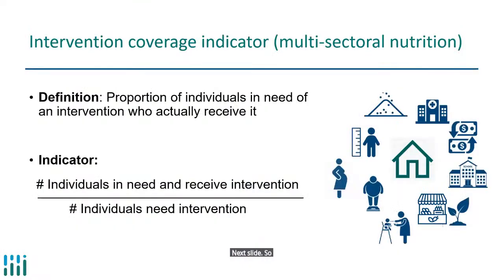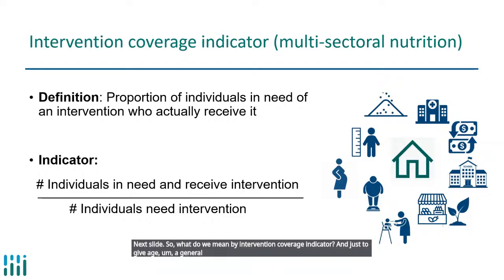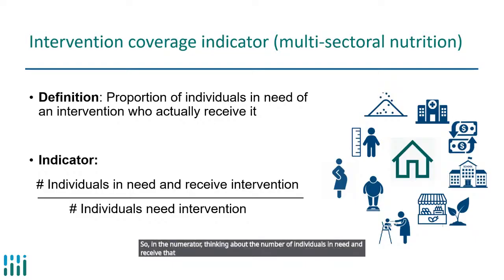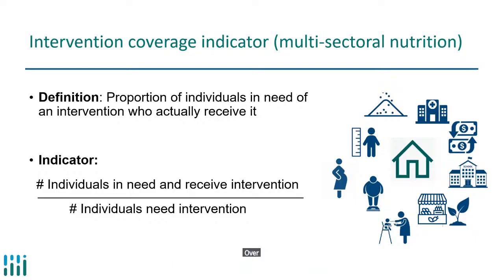So what do we mean by intervention coverage indicator? Just to give a general definition here, it's the proportion of individuals in need of an intervention who actually receive it. So in the numerator, we're thinking about the number of individuals in need who receive that intervention, over the denominator of individuals in need of the intervention.